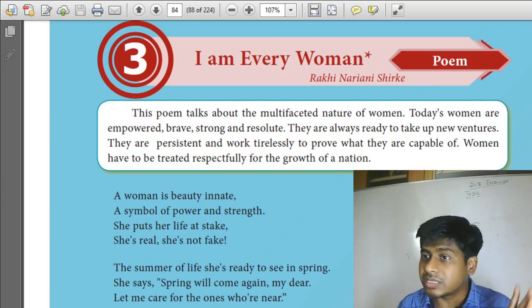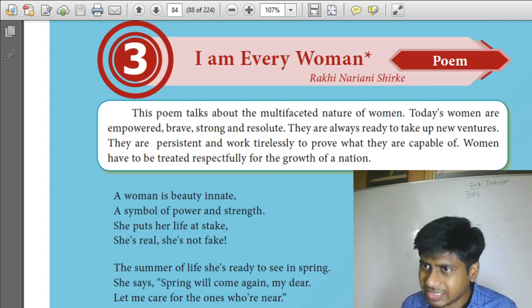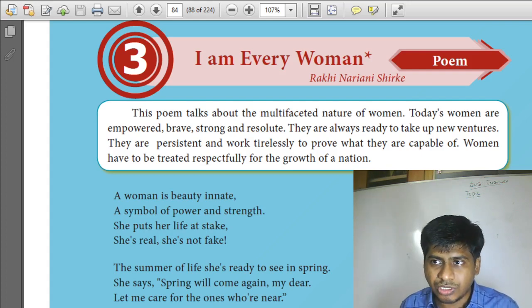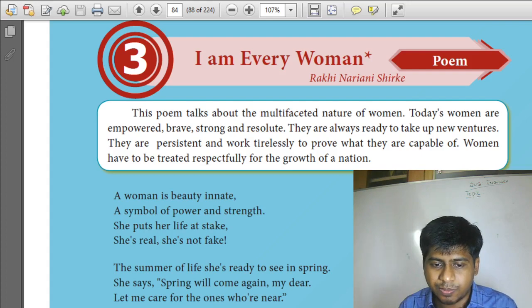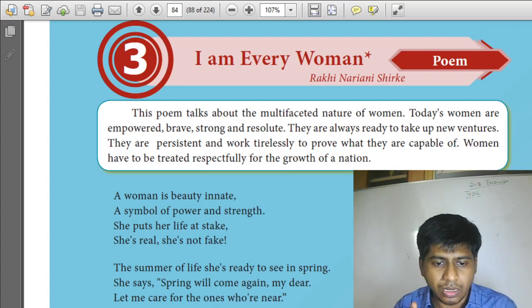Woman means it's a symbol of power and strength. Woman means beautiful, woman means power and strength. She puts her life at stake, as she is very powerful, she takes a lot of risk. In India, let me talk about the issues faced, how they put their life at stake.